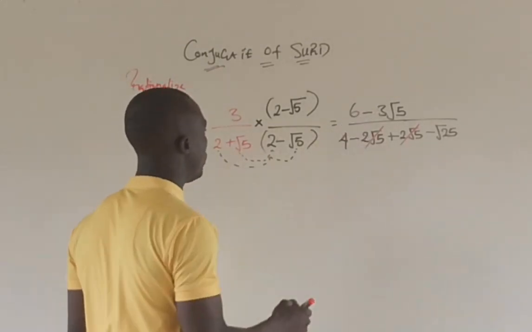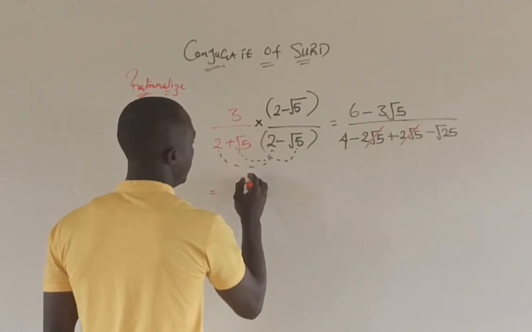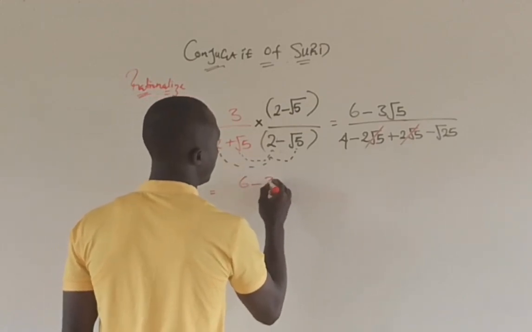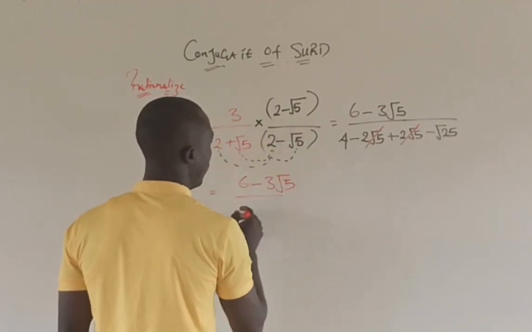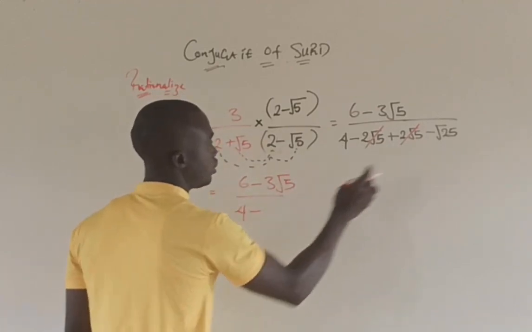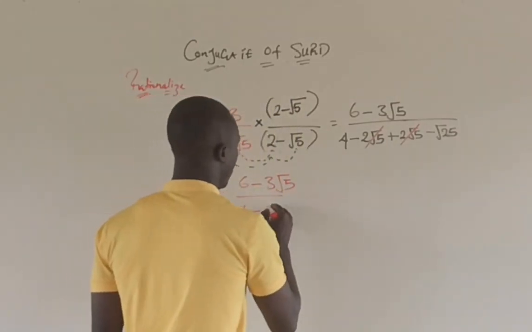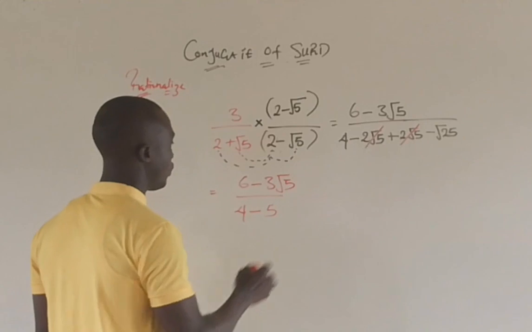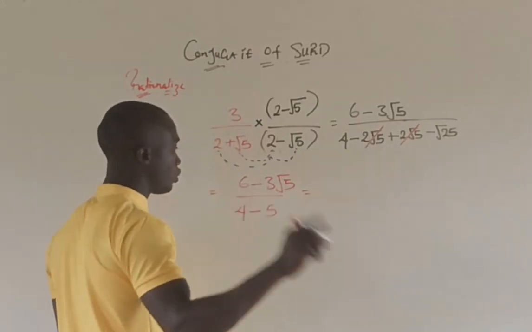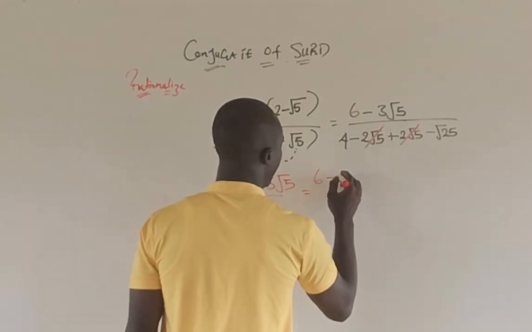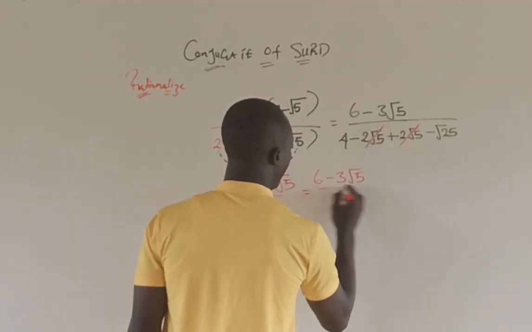So we are left with 6 minus 3 root 5 divided by 4 minus root 25, which will give us 5. So minus 5. So we move further. 4 minus 5 will give us minus 1. So we have 6 minus 3 root 5 divided by minus 1.